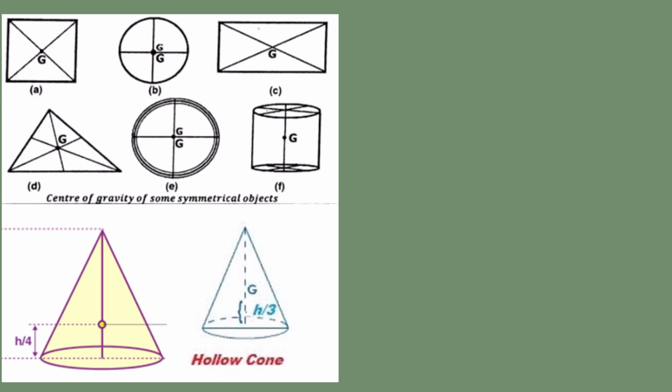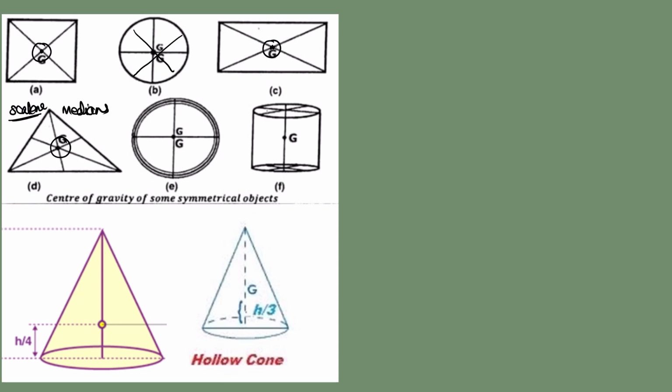This is a square, so the center of gravity will be at a point where both the diagonals meet. This is a circle, again two diameters, any two diameters, they meet at this point. For a regular shaped rectangle also, it is at the point of intersection of diagonals. What about a triangle, a scalene triangle? If we can talk about a general triangle, which is a scalene triangle, we can find for all triangles, it is a point of intersection where all medians meet.